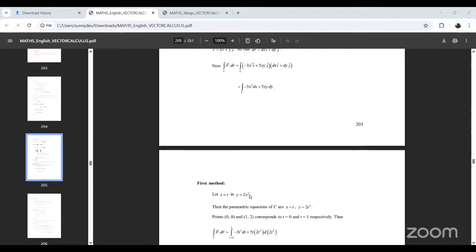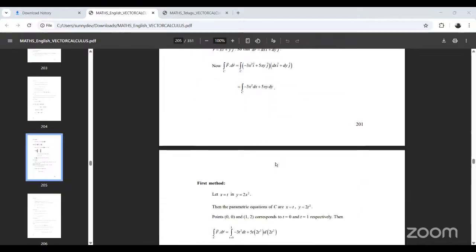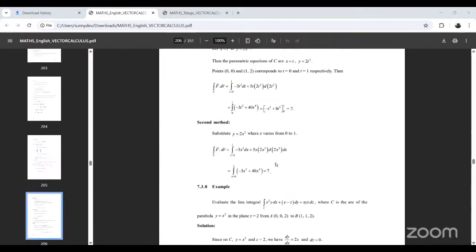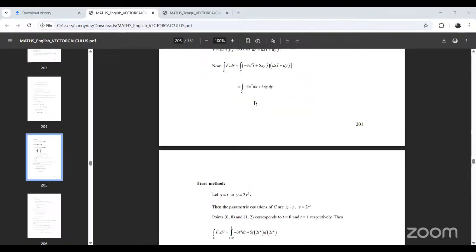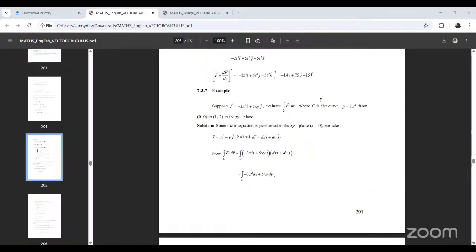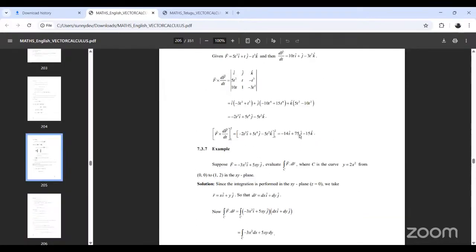Now we have to integrate this value. Here we can do it in two ways: using the parametric equation or the general method. I am doing the general method. They have already given that y equal to 2x squared, so y equal to 2x squared. Then x varies from 0 to 1. See, listen here.